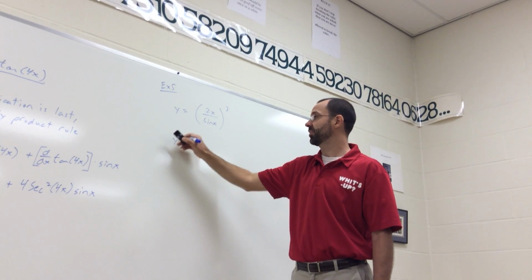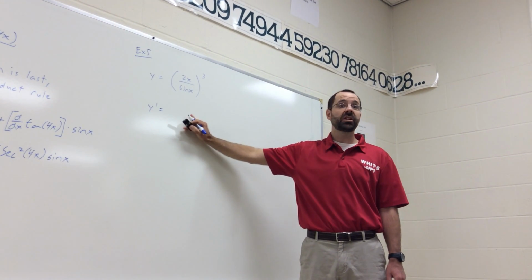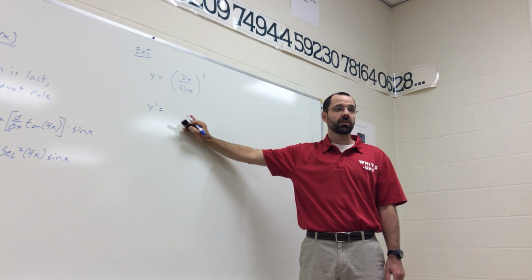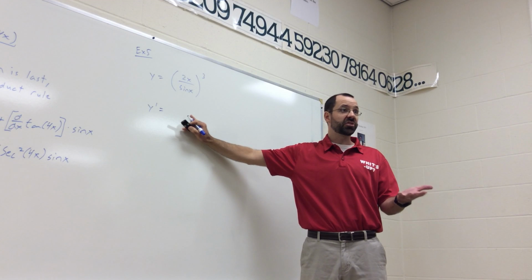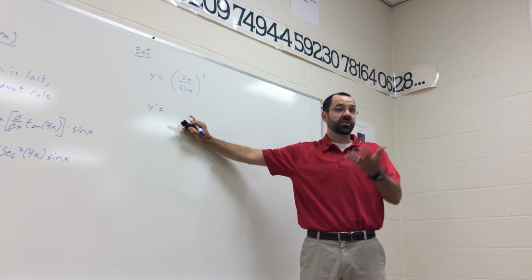Okay, so when you take the derivative, the outside function is x cubed. And the first step in the chain rule is to take the derivative of that outside function. That's 3x squared.